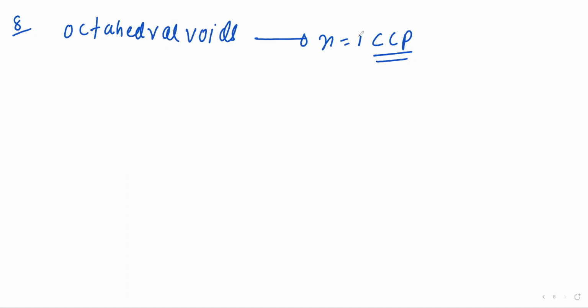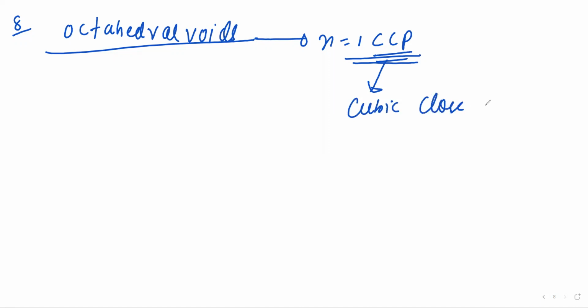Right? For which one? One second. For question number 8 now, you're solving. So it will be 1, right? So octahedral voids follow the CCP rule, cubic close packing. So remember the full form also. It is cubic close packed.